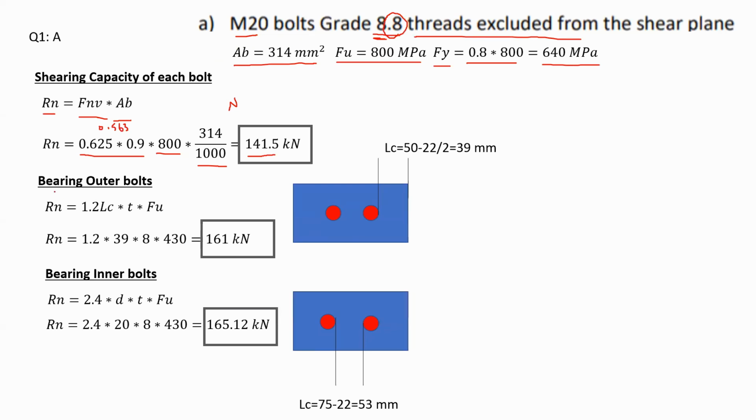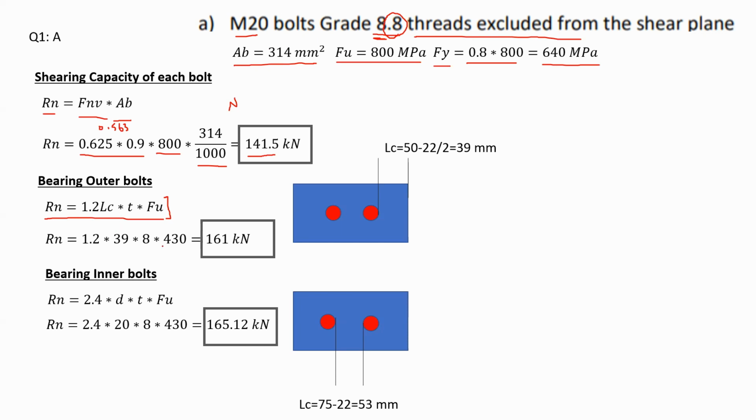So if we take a look at the bearing of the outer bolts, I will be using this equation to calculate that capacity, and I will be considering the plates for this equation. In this equation, the capacity Rn is equal to 1.2 multiplied by Lc, where Lc is the clear distance, multiplied by the thickness of the plate, and lastly the F ultimate of the plate. I repeat all of this for the plate.